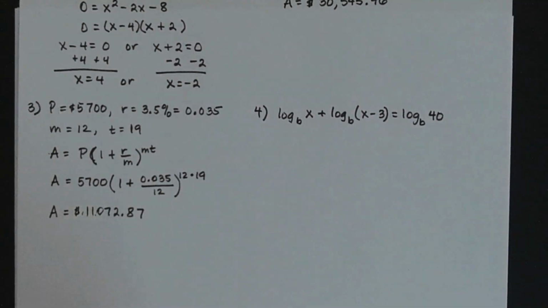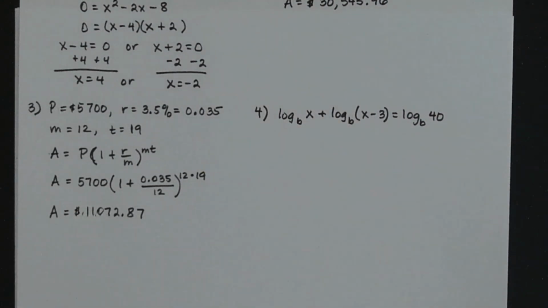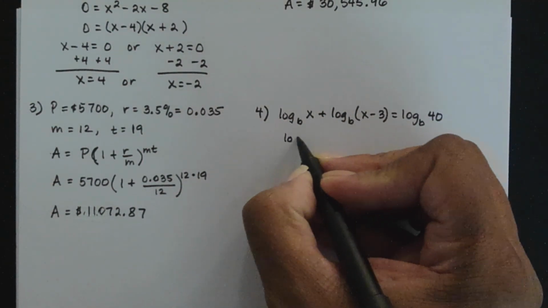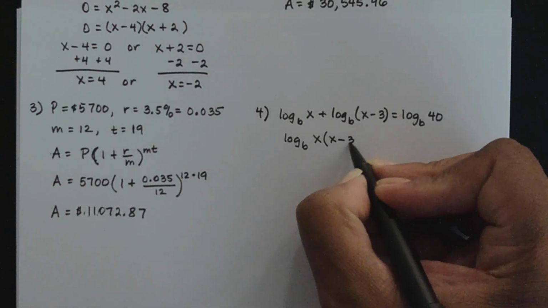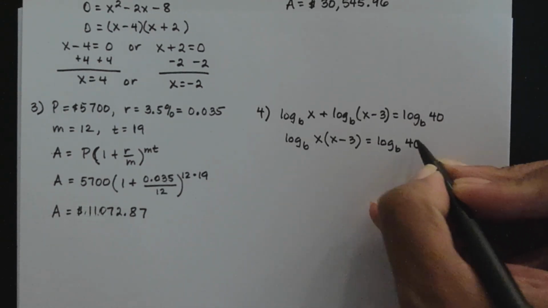Now on the left side, I need to condense as a single logarithm using either the product rule or the quotient rule or the power rule. So there were 3 different rules that we looked at back in section 1.6. With the plus sign, the sum of the individual logarithms means I can condense that as the log of the product. So I can use the product rule and write this as log to the base b of x times x minus 3 is equal to log to the base b of 40.